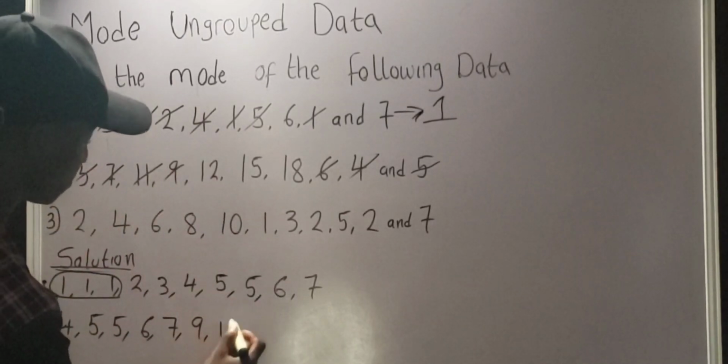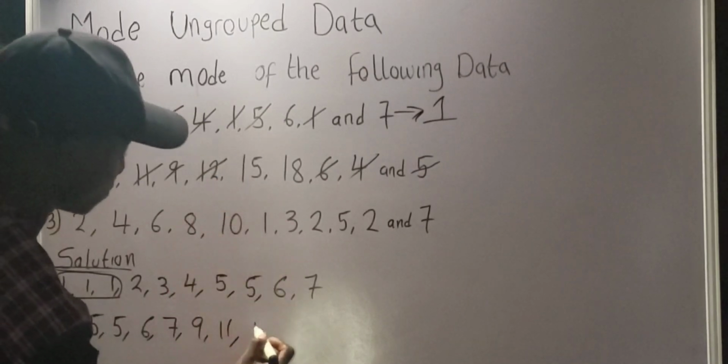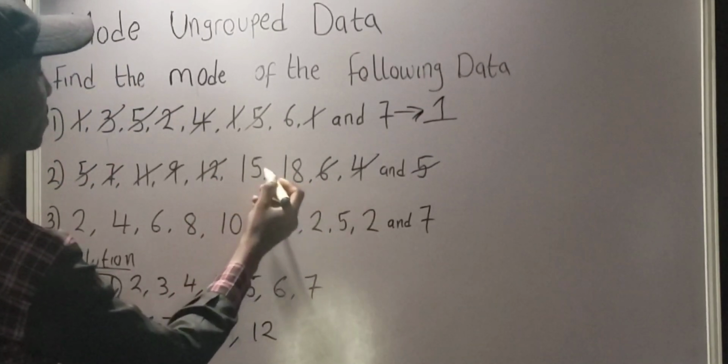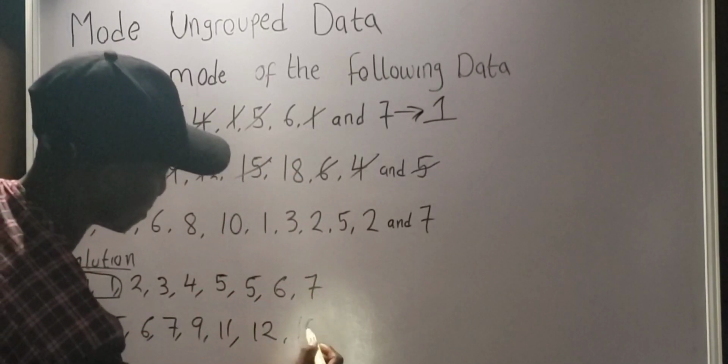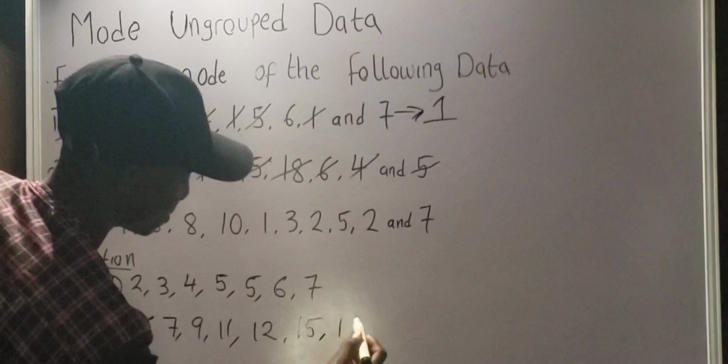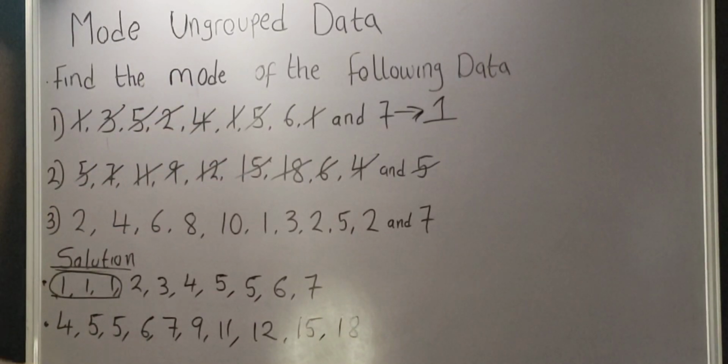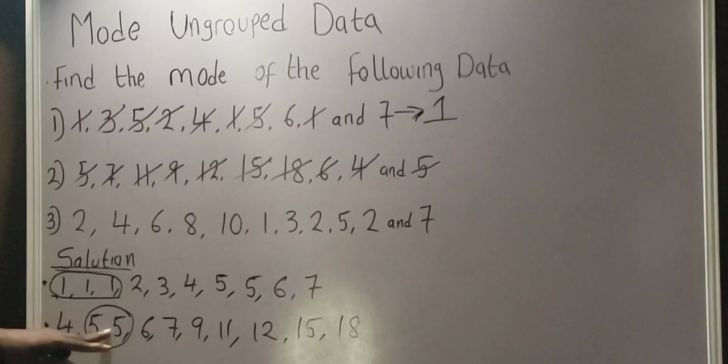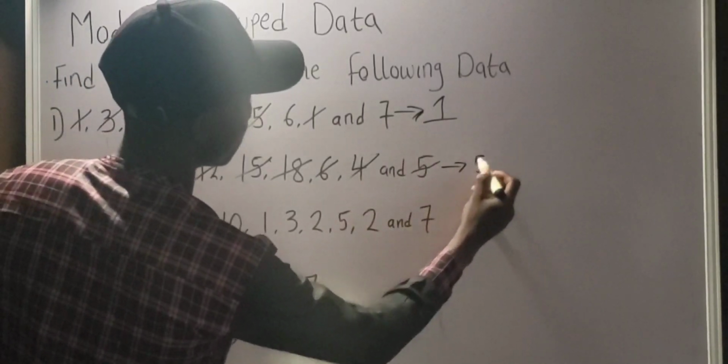11. Followed by 12. Followed by 15. Followed by 18. So I've already arranged this data set in an ascending order. The number that has the highest number of occurrences will be the mode. Are you getting it? So if you check, this is the value among my data set that has the highest number of occurrences. Every other value occurs only a single time, but 5 occurs twice. You understand what I'm saying? So the mode of this data set is 5.